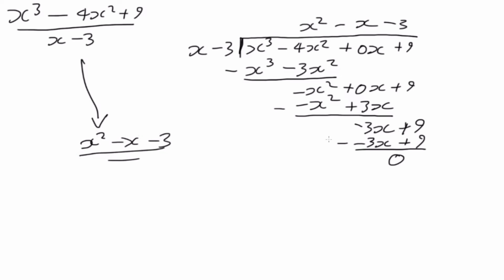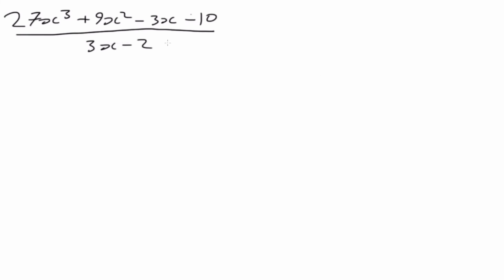So I hope you got that if you worked on it by yourself. Let's move on to the final example, a bit of a trickier one. As you can see, we've got 27x cubed plus 9x squared minus 3x minus 10 divided by 3x minus 2. So this is the first time we've got a value for each one of the coefficients of x, and also a coefficient to the x in the denominator. So let's give this a shot.